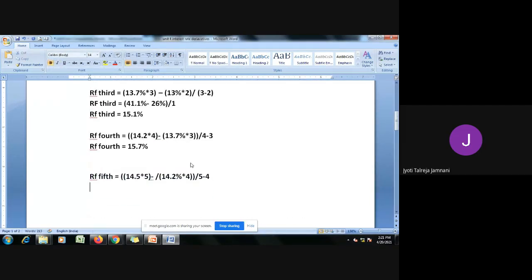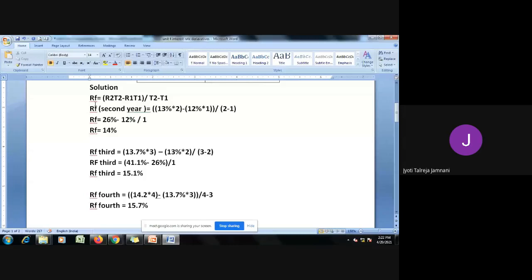So put it in the formula. RF for fifth year will be equal to 14.5 into 5 minus 14.2 into 4. Again you get 15.7. 15.7, ma'am. So these are the forward rates.